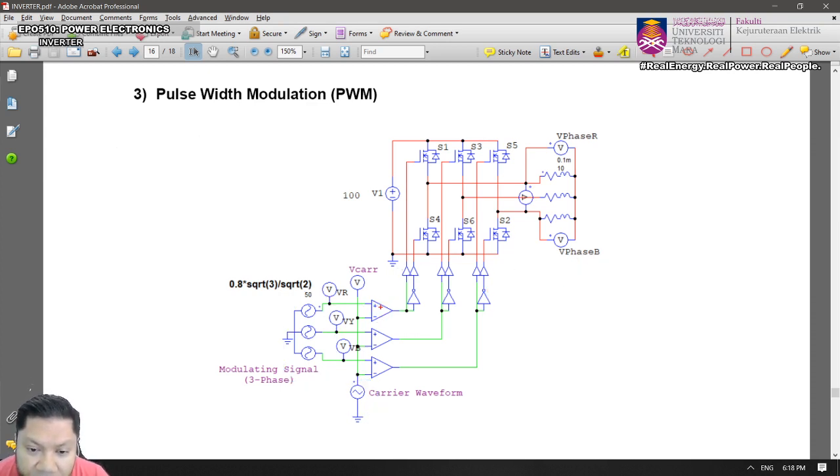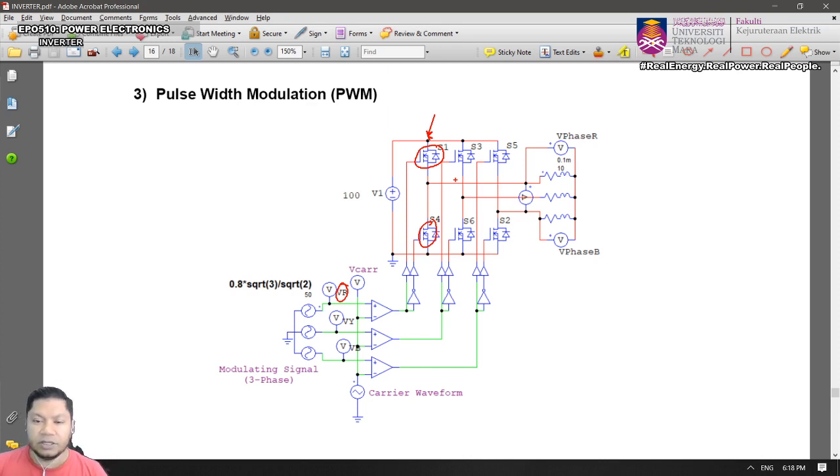For the red comparator, the first one, the output of that will be connected to the first leg, isn't it? This is the first leg, switch 1 and switch 4. So the output of the comparator will go to switch 1, and the inverted version of that pulse will be connected to S4. Right?